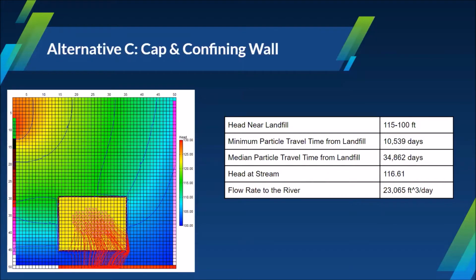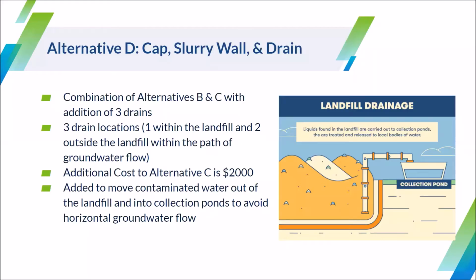So shown here in the Groundwater Vistas file, this alternative would greatly impact the travel times of the particles. So since flow through the site has been slowed down significantly due to the hydraulic conductivity of the slurry wall, the minimum particle travel time was found to be over 10,000 days as compared to a much faster time in alternatives A and B. So the impact of the slurry wall would also greatly help to reduce the flow rate of water into the stream. Next slide.